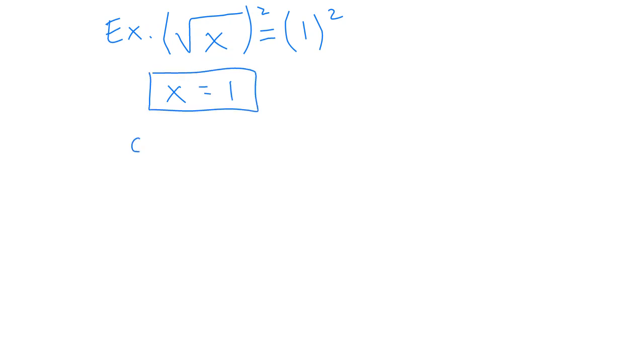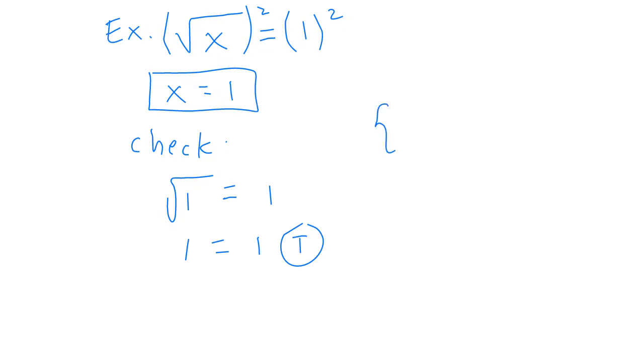Now don't forget to always check by plugging that back in. So you have 1 for x, equal to 1. So that's 1 equals 1. So therefore that's true. So 1 is the true solution for this example. So put that in a solution set. Okay, next example.